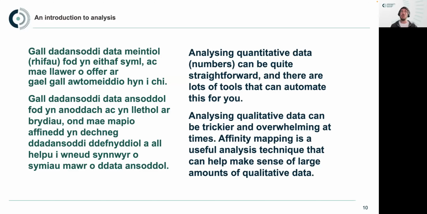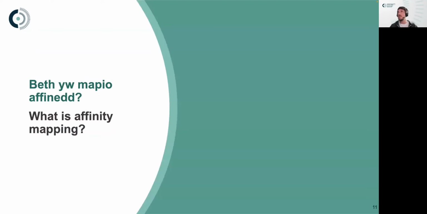So that can be quite quick and easy. Analyzing the qualitative stuff can get trickier and can feel quite overwhelming, particularly, like I said, when you feel like you have to interpret a lot of that yourself. So there's a technique called affinity mapping that, like I said, we use a lot, and it's really useful. It's a really useful technique that helps make sense of large amounts of that qualitative data. And I think Promise is going to talk a little bit more about affinity mapping.